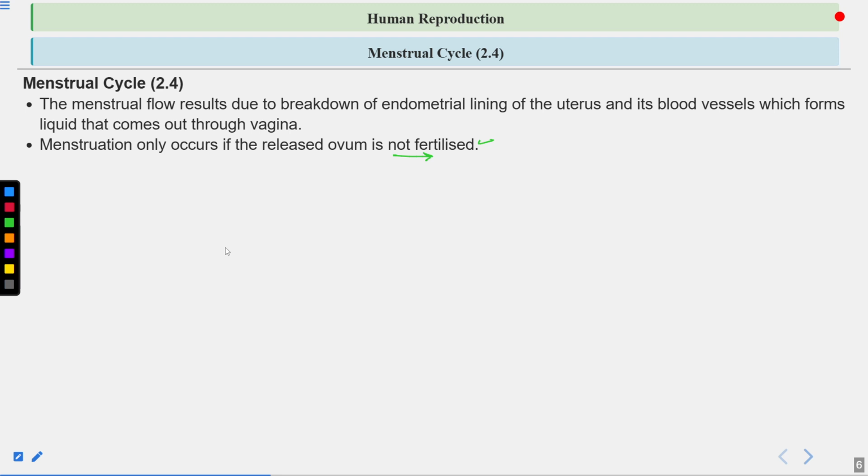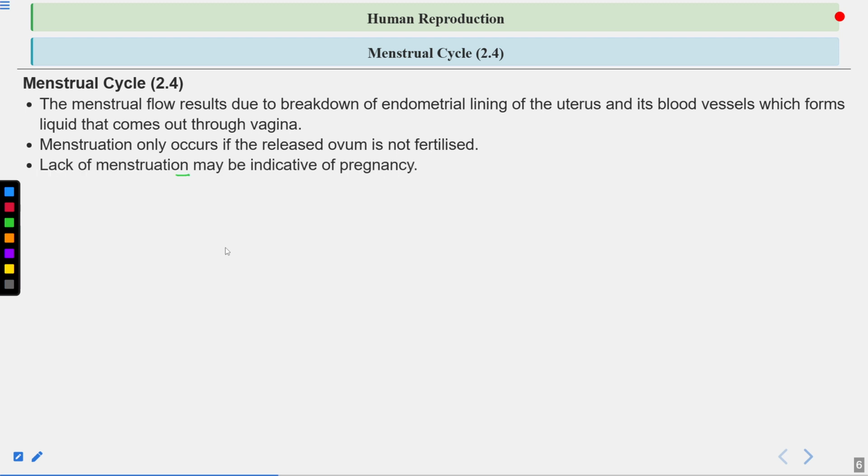So what happens when the ovum is not fertilized? Then the level of progesterone decreases. Why does the level of progesterone decrease? We'll also talk about this. Now this progesterone helps to maintain the endometrium lining. If the level of progesterone is high, then the endometrium will be thick. If the level of progesterone is low, then the endometrium will be very thin. So the level of progesterone decreases, the endometrium also becomes very thin, and it is finally broken down.